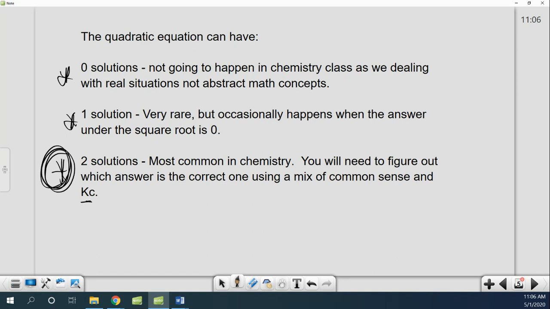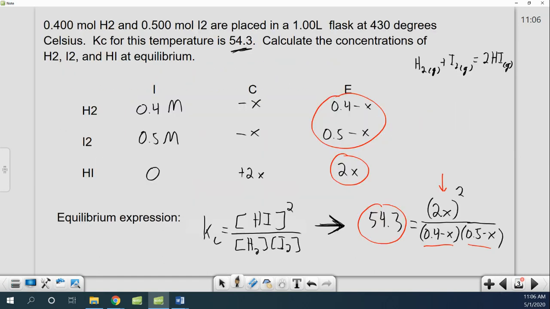So what I mean by common sense is, let's say I get 2 values. One is 0.1 and the other answer is 12. Well, let's look here at our equilibriums. If x is 0.1, that means at equilibrium, this would be 0.3, this would be 0.4, and this would be 2 times 0.1, so 0.2. Those numbers make sense. What about 12?